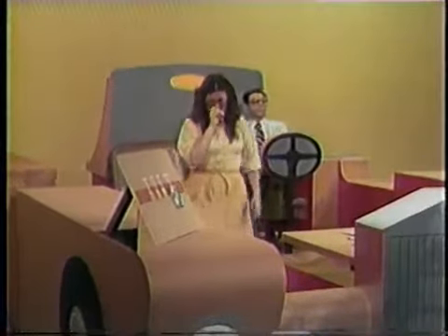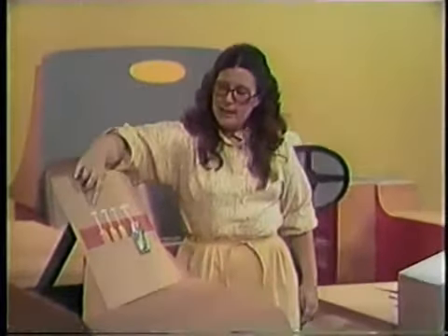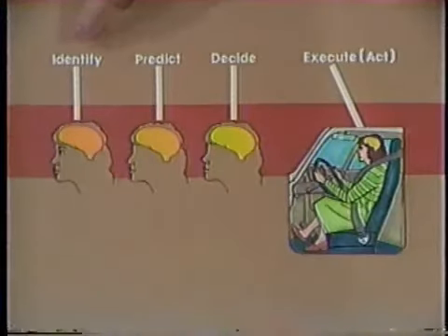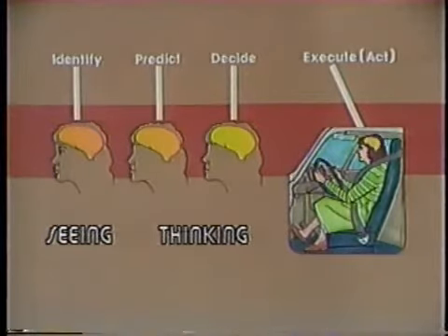Now, let's take a look at this on a chart. As we can see here, identifying really is more of a seeing process. This is where your eyes are actually doing the looking and your scanning, and in a later lesson we will talk more about things to look for, where to look, and we will help you with the identifying part of driving. Predict and decide. These are both thinking processes.